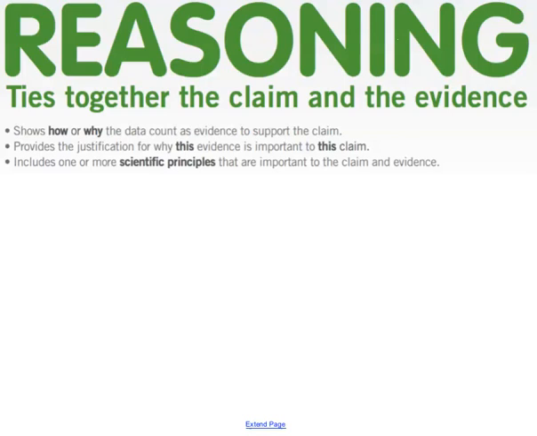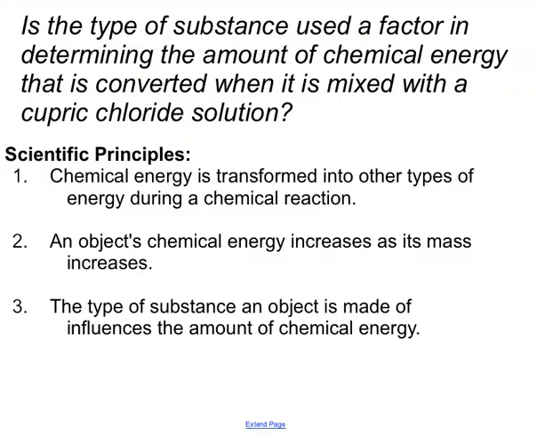Now, the scientific principles, you had 3 of them to use. And if you've already taken a look at the claim, we know that it talks about the type of substance, which is what you should have talked about. And so there's only one CER scientific principle for this test that talks about the type of substance. So it should be number 3.